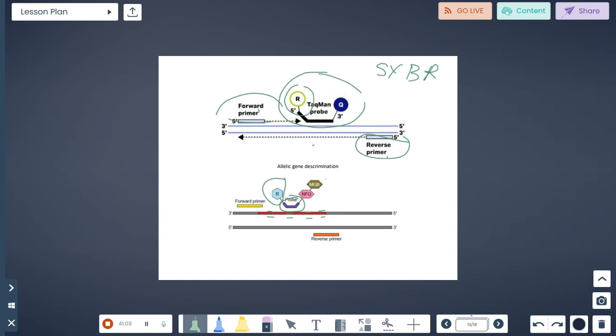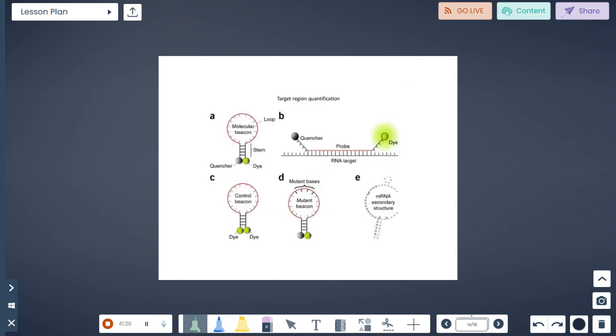So you can take the reading of the different reporter dyes of the different MGB probes, and you can see whether that particular region is present in the gene. So that is what is meant by the MGB probes. So this is actually a target gene quantification.